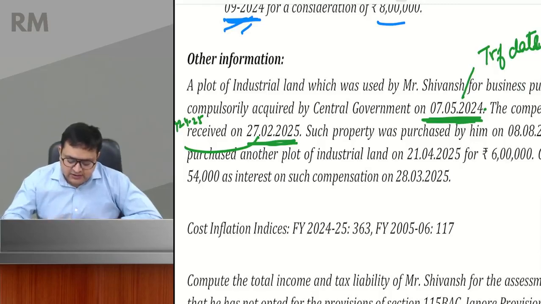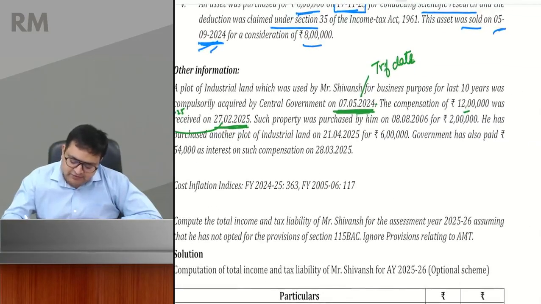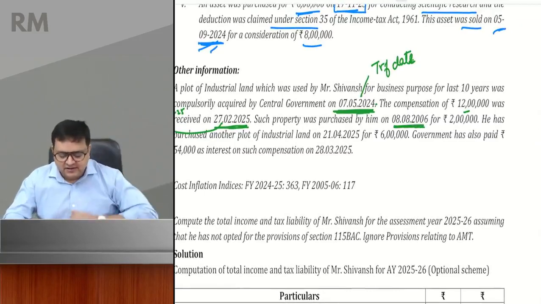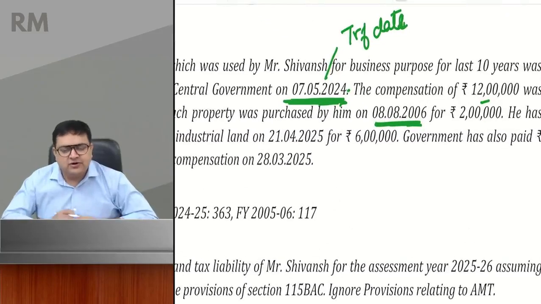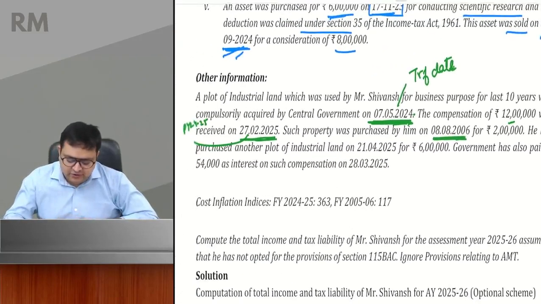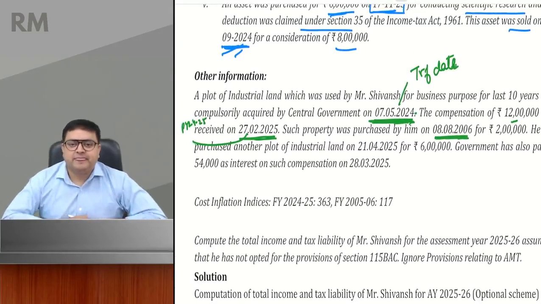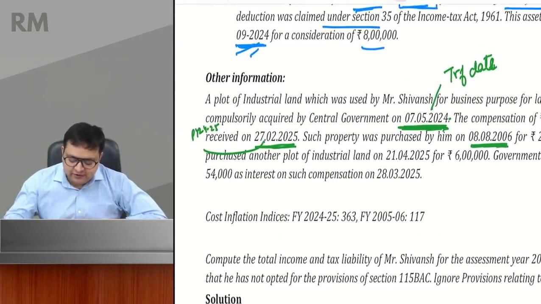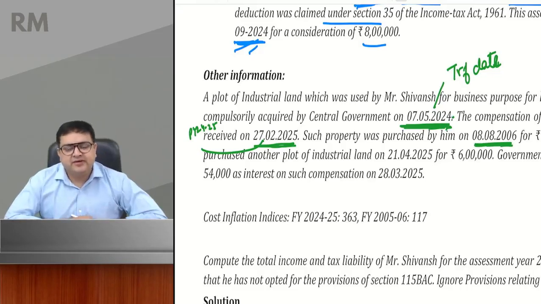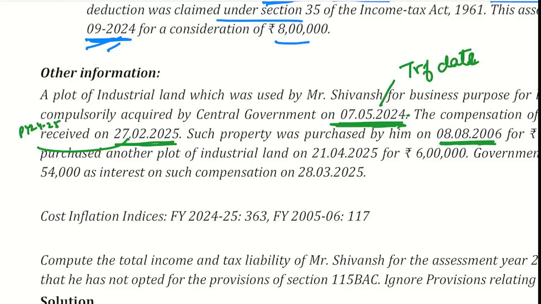Now, tell me, such property was purchased on 8/8/2006. Getting it transferred in 2024. Obviously long term. My question to you is pre-budget or post-budget? Because for long term, we need pre-budget, post-budget. If it is pre, indexation would be there. If it is post, indexation will not be there. Is it pre-budget or post-budget? Everybody tell me.